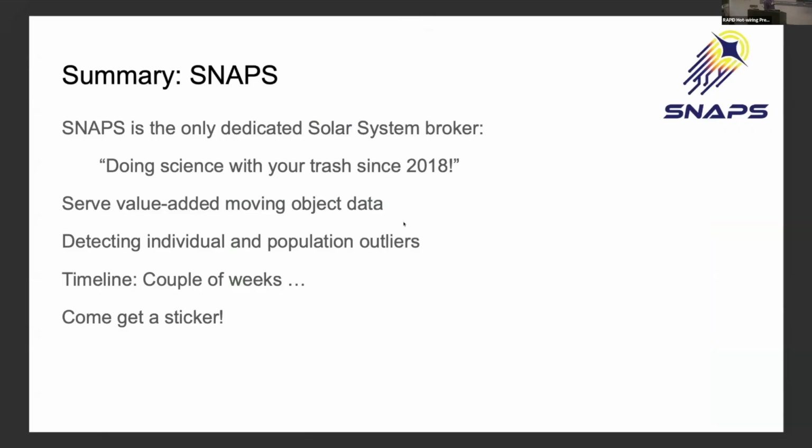SNAPS is the only dedicated solar system broker doing science with alerts since 2018. We serve value-added moving object data. We detect individual population outliers. And finally, we are really a mature broker because I actually have stickers with me. So if you want a sticker, come and get it at the end. Thank you very much.